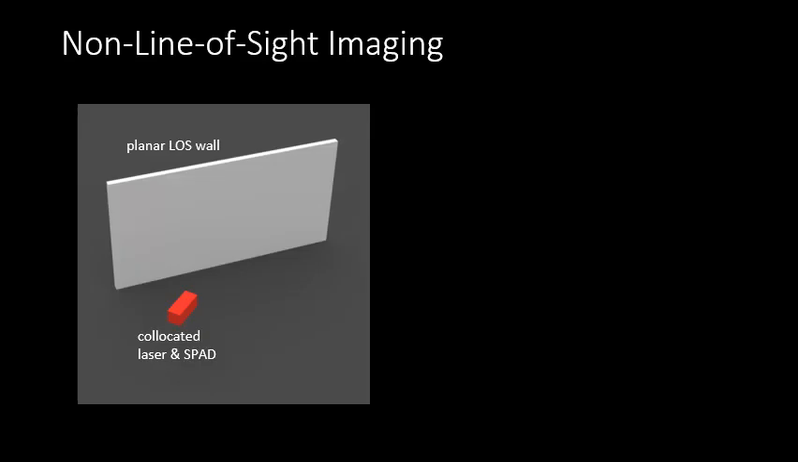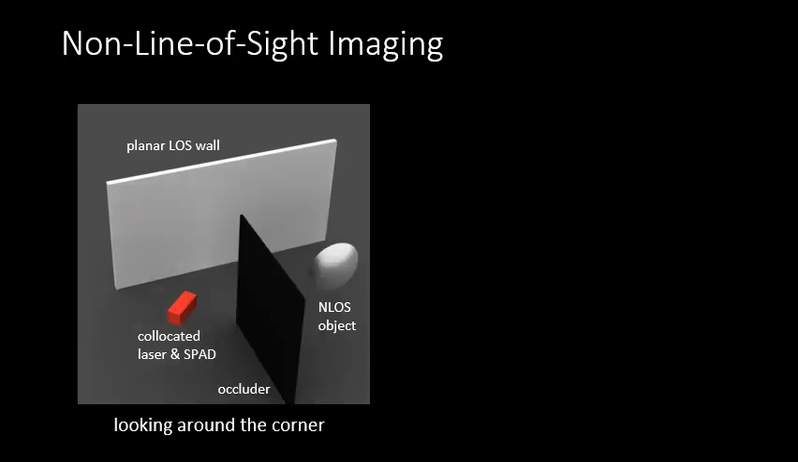In the first scenario, we have an active light source and a sensor, which are collocated and are looking at some diffuse surface, for example a wall. The scene also contains an object that is outside the field of view and completely occluded from the sensor. We then want to use measurements captured by the sensor to reconstruct the shape of this object. We refer to this scenario as looking around the corner.